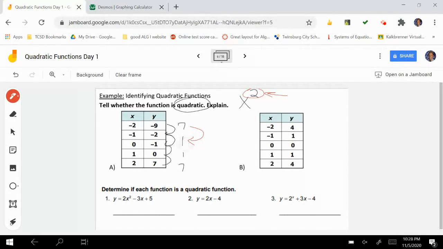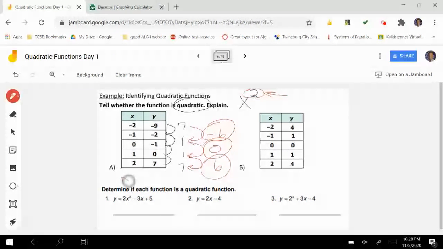How'd you go from 7 to 1? What do we do? We subtracted 6. How'd you go from 1 to 1? There was no change. And then how'd you go from 1 to 7? You're back adding 6. Do you see a second common difference here? Are these all the numbers that we see common? -6, 0, and 6. No, so guess what? This is not a quadratic. So I'm just going to put not a quad.